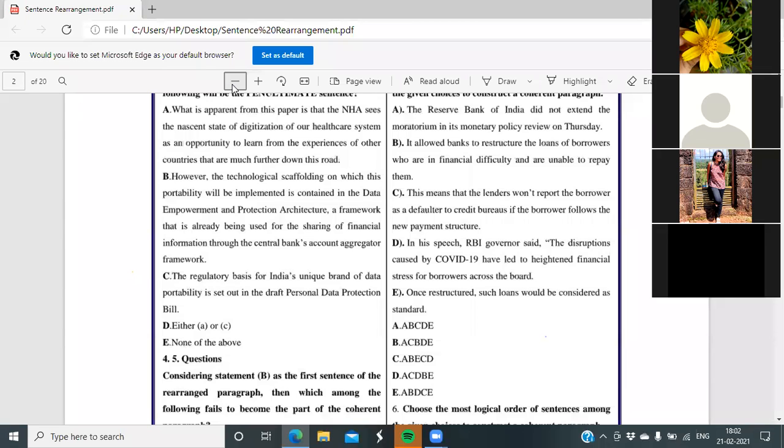Then this means that the lenders won't report the borrower as a defaulter to the credit bureaus if the borrower follows the new payment structure. So now they have considered the loans. The statements related to loans are over. Now, who will pay the loans? It will be the lenders, right? So they have specified about the lenders. Then at the end, in his speech, the RBI governor said the disruptions caused by COVID-19 have led to heightened financial stress for borrowers across the board. Did you understand why the correct answer is option C?